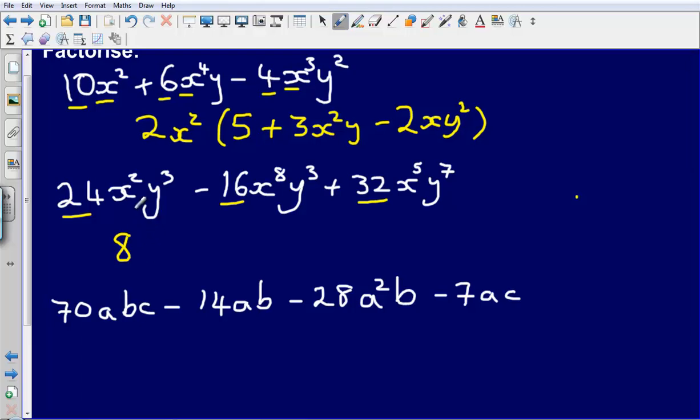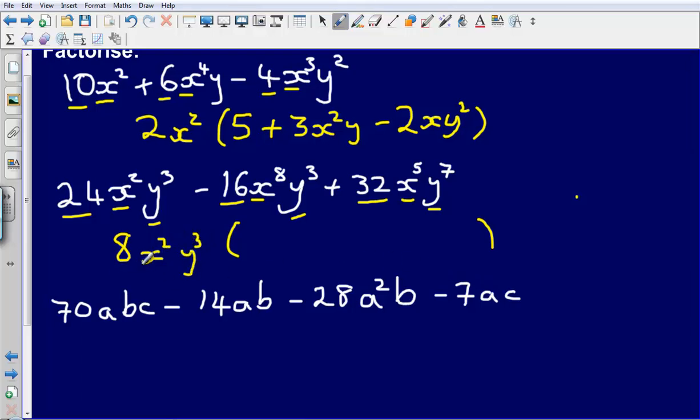Then what else do they have in common? Well, they all have x's in, and they all have y's as well. So I'm going to have an x on the outside, and I'm going to have a y. However, I can be a bit more specific than that. They all have x squared in common, and they all have at least y cubed in common. So y cubed here, and y to the power of 7. Well, y cubed fits into y to the power of 7. So what we're going to put on the outside of our bracket here is 8x squared y cubed.